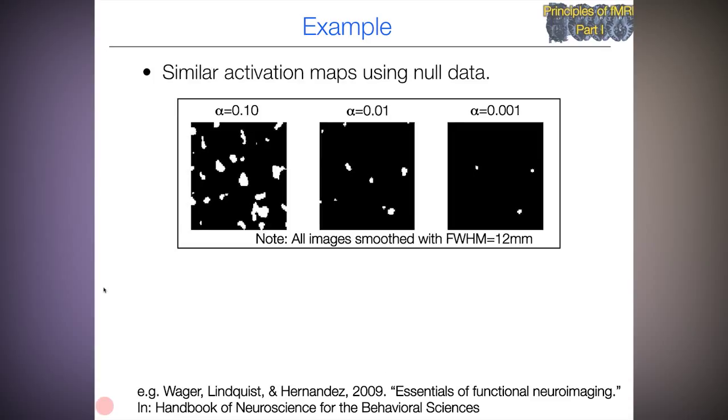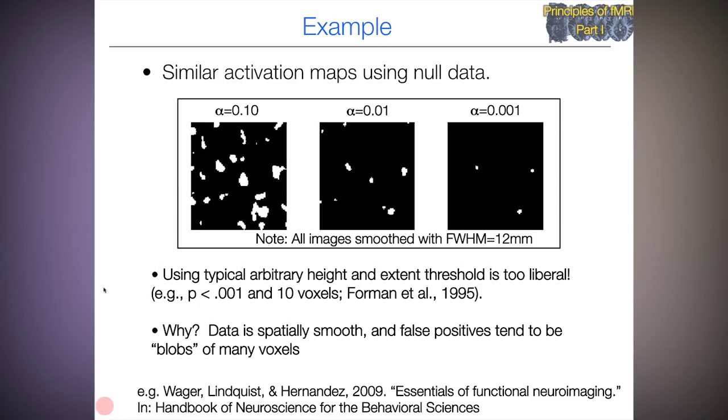And that's why it's really not appropriate to impose arbitrary height and extent thresholds. It doesn't actually provide correction for multiple comparisons at the level that we'd like. There might be other reasons for doing it, to balance false positives and false negatives, but it doesn't provide family-wise error rate control.